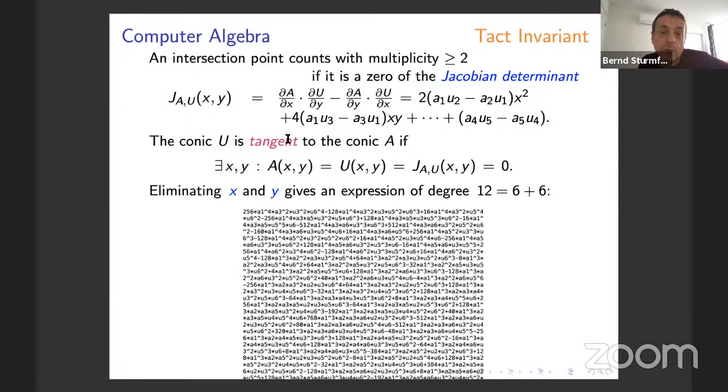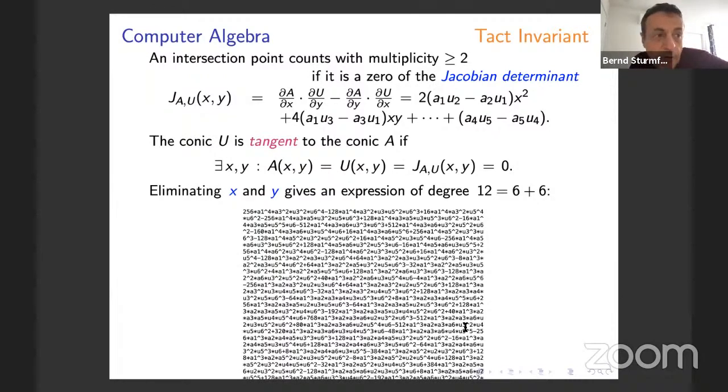For example, the program Macaulay 2 that Praise mentioned, that we studied in Ibadan a couple of years ago. If we eliminate x and y from this system of 3 equations in 2 unknowns, we get a polynomial only in the A's and the U's, and this will be an expression of degree 12 that goes on for a while. It will be homogeneous of degree 6 in the A's and homogeneous of degree 6 in the U's.